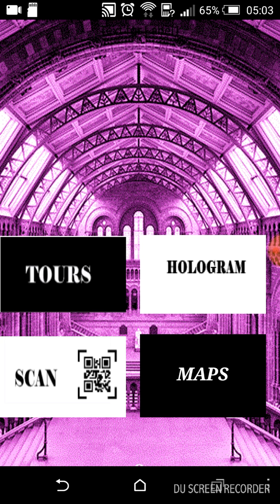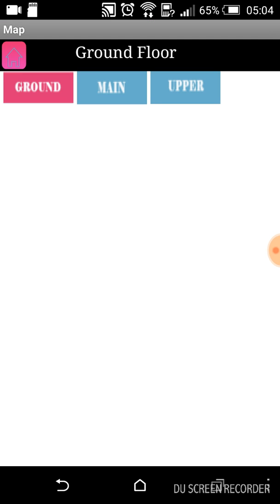We did not do much on the maps. With the map, you will be able to view the ground floor, the main floor, and the upper floor, but at the moment it's empty. It's an interactive map, so you could view where you are at the moment. But that is what we have for now. Thank you.